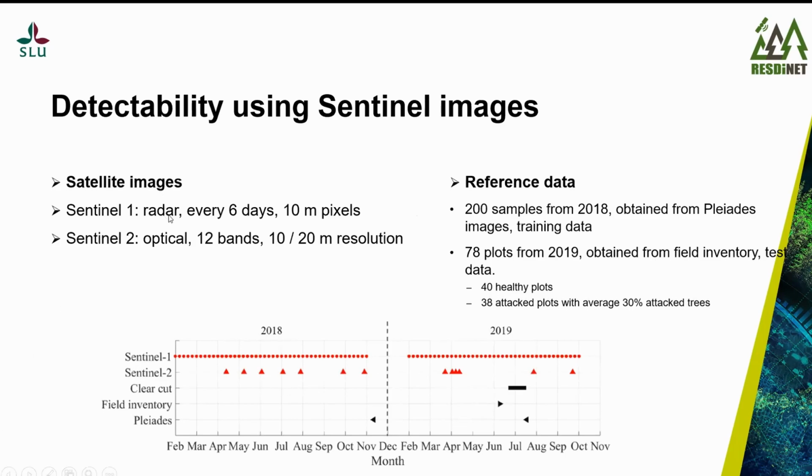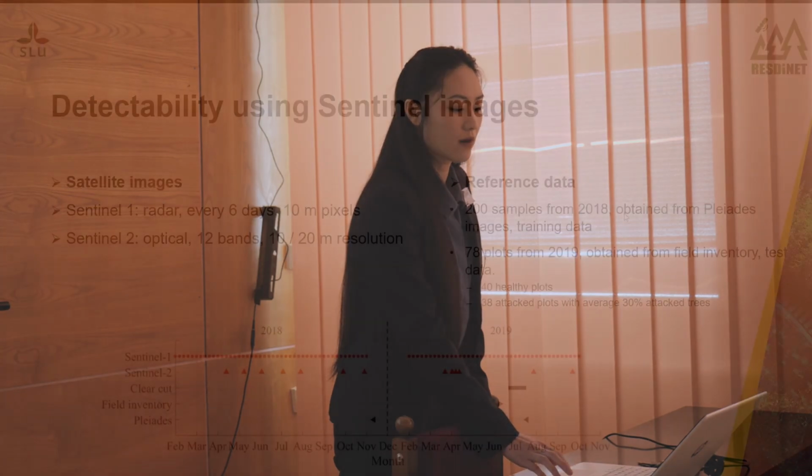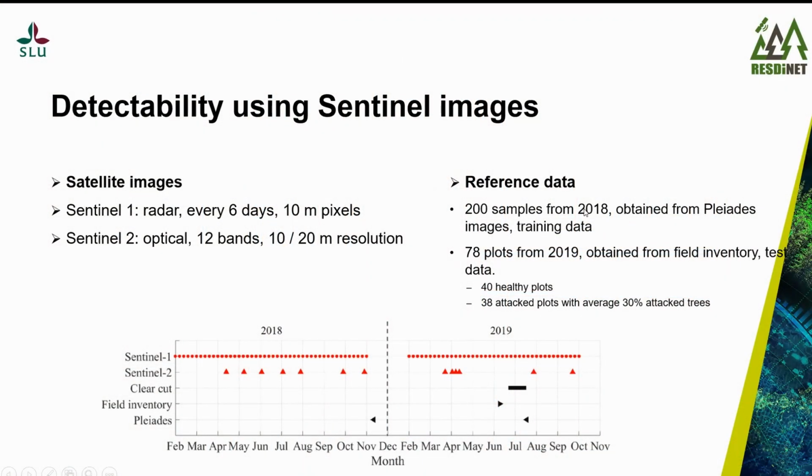And we acquired the Sentinel-2 images from 2018, approximately 1 image per month. And these images have a 10 or 20 meter resolution. We use bands with this resolution. And in this study, we have 200 samples that are taken from the Pleiades image, and we use them as training data.